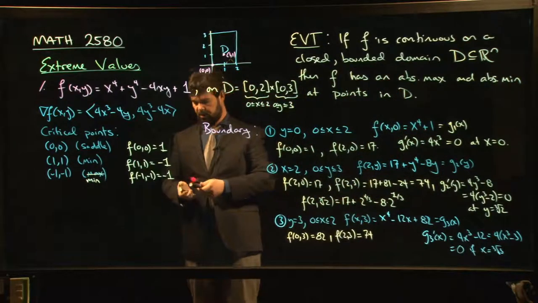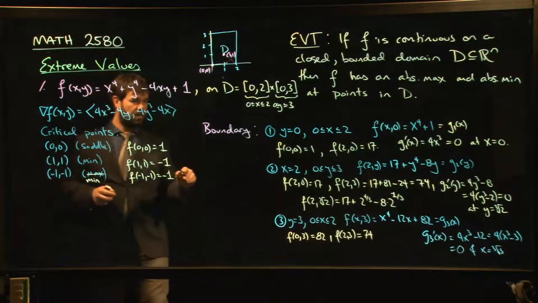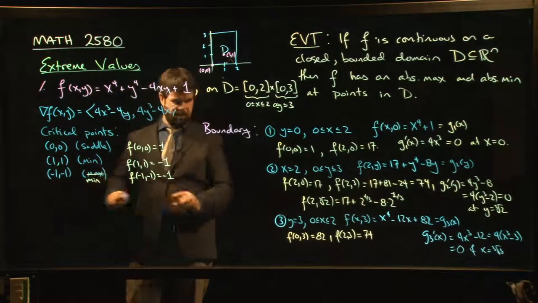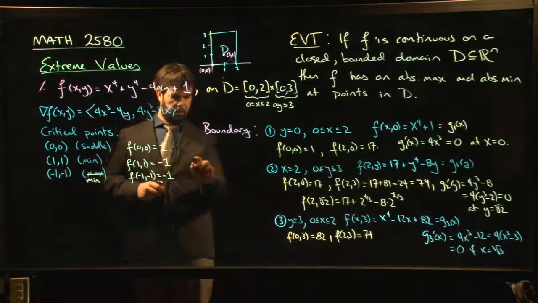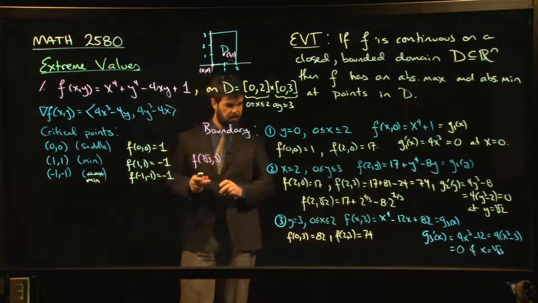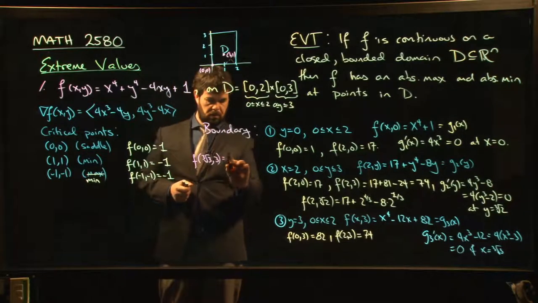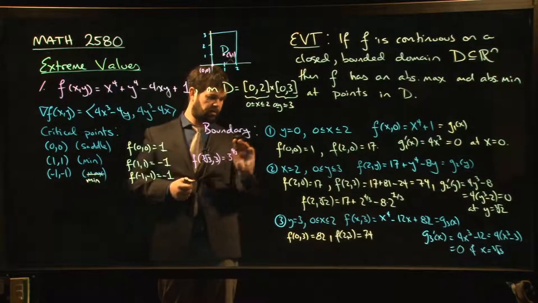We're running out of space, so let's put it down over here. And then we still have one more piece to do, right? Actually, let's do that piece down here. So we've got to look at what about f at cube root of 3 and 3. We're going to get 3 to the power 4. That's not going to be bigger.